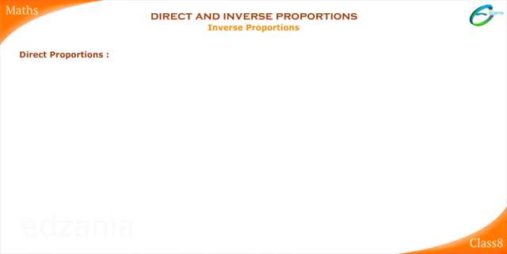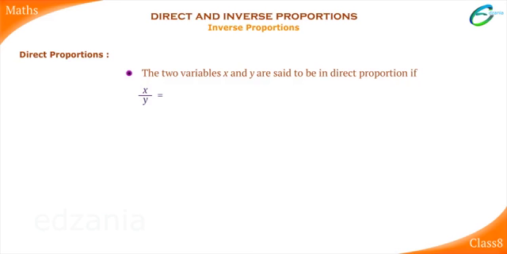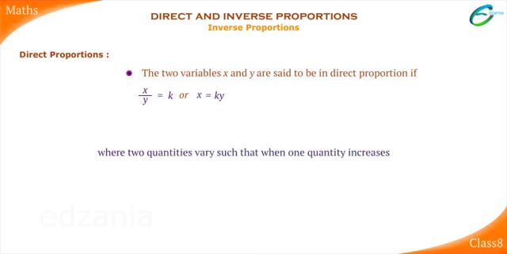You have learned about direct proportions. Two quantities are said to be in direct proportion if one quantity increases as the other quantity increases. In other words, two variables x and y are said to be in direct proportion if x over y is equal to some constant k, or x is equal to k times y. We can see some other situation where two quantities vary such that when one quantity increases, the other quantity decreases, and vice versa. Let us learn about it now.